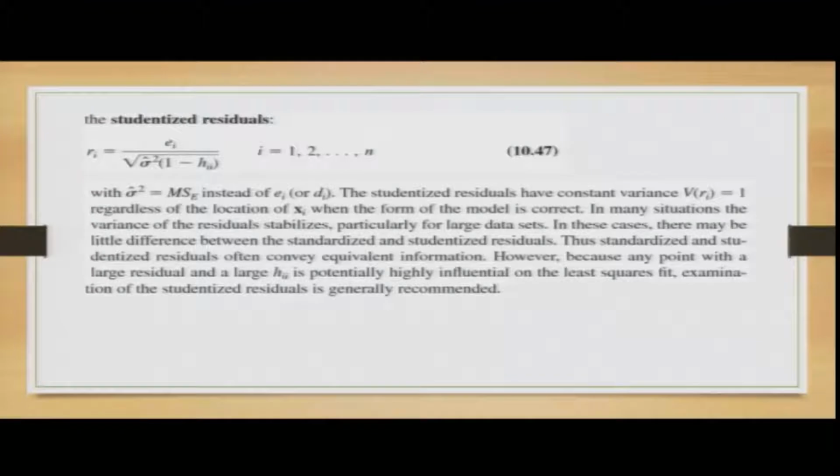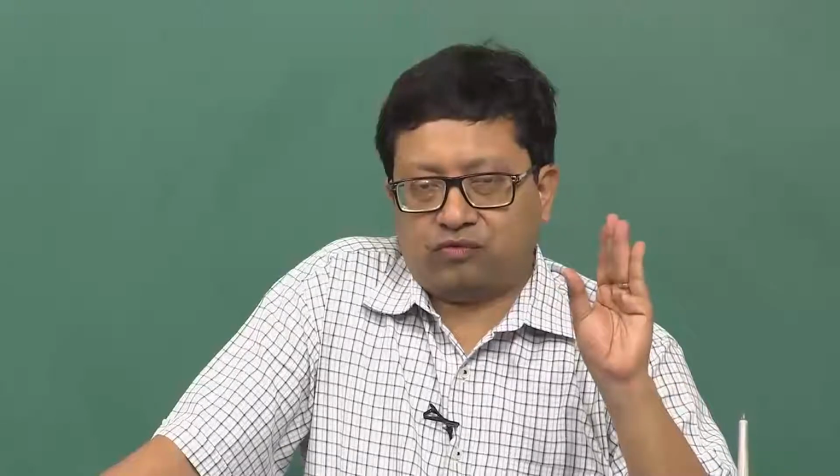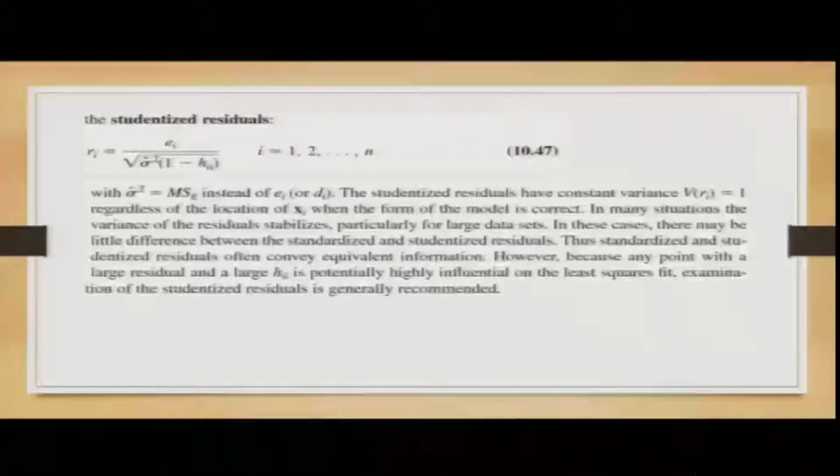The studentized residuals have constant variance, which is 1, regardless of the location of x, what is the mean value of x. In many situations, the variance of the residual stabilizes depending on how much data you have. So, obviously, for a small number of data points, the variability, or considering the concept of consistency, would be very high. As you take more and more data, obviously they would cluster around the mean more and more. In these cases, there may be little difference between the standardized and studentized residuals. They often convey equivalent information.